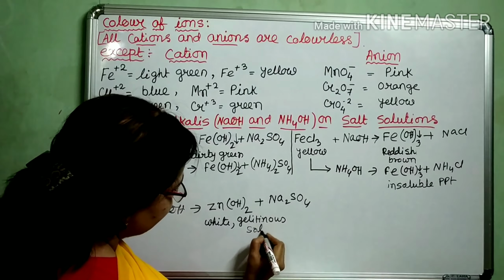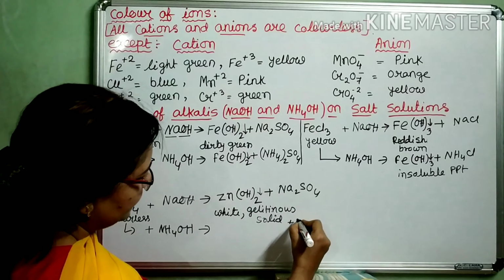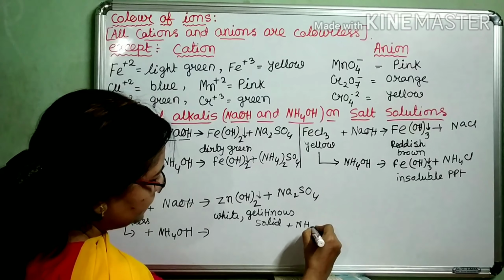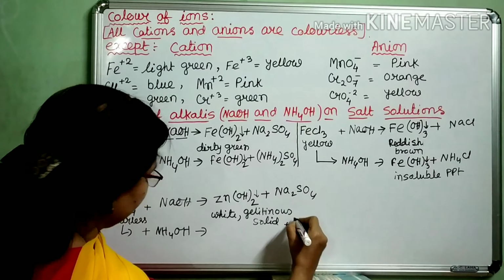This means semi-solid color. Now, same as when NH4OH is added, Zn(OH)2 plus (NH4)2SO4 is formed. But what happens when excess NaOH or NH4OH is added?